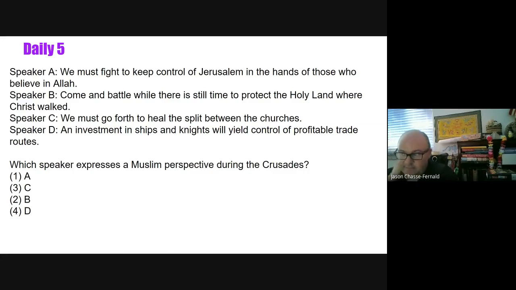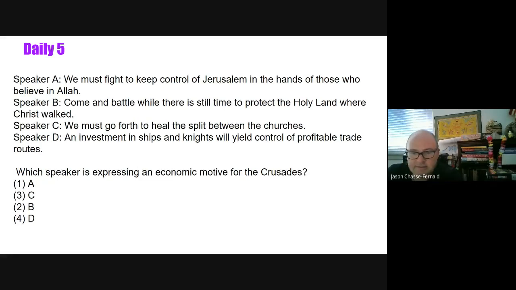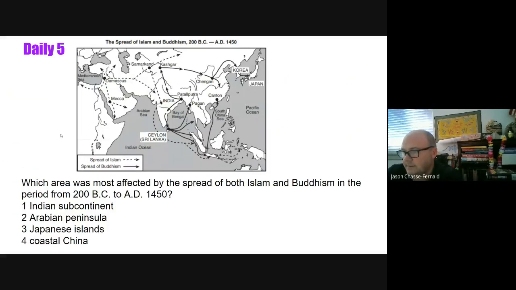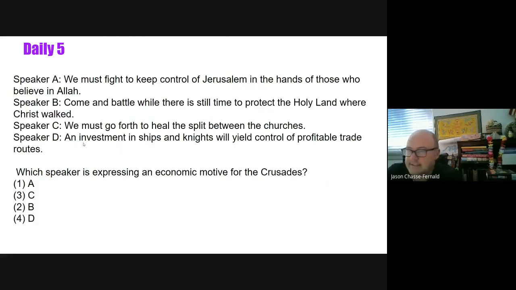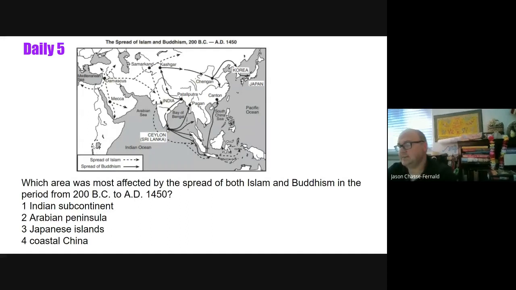All right, hopefully you got the correct answer there as 1. Yes, 1. So speaker A. And hopefully you got the correct answer there as speaker D, which is 4. Right, and this one doesn't require any content knowledge, just you read the map. So the answer there is 1. All right, and we'll discuss some of these things, or almost all of these things, with this class.